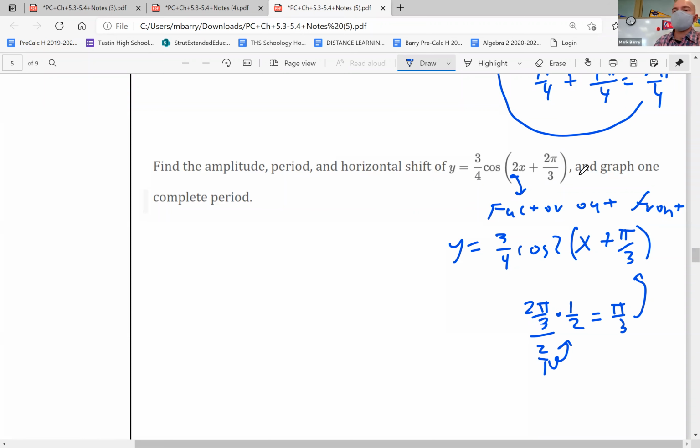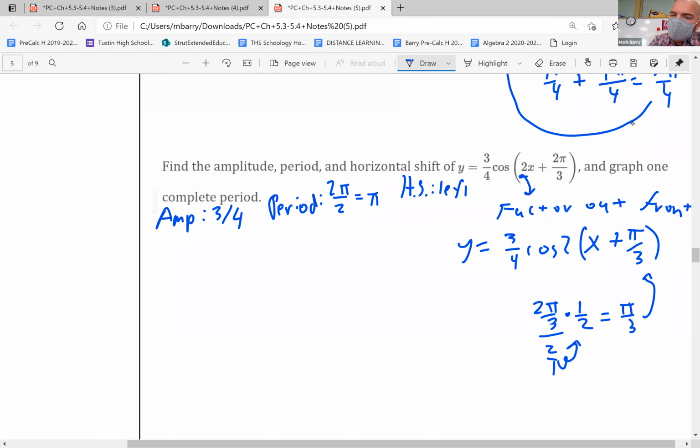Okay, so now let's run through our key information here. For my amplitude, I got 3/4. For the period, I get 2 pi over 2, which is pi again. You'll notice that our k value is 2. Really, if you even look at the original problem, I always said that the k value is what's multiplying by x, so you can see that that's 2. But even when we factor it out, that's still k. And then we have a horizontal shift, which is to the left pi over 3.